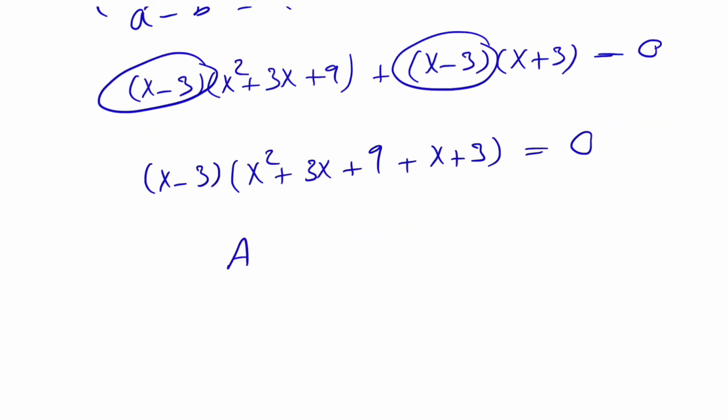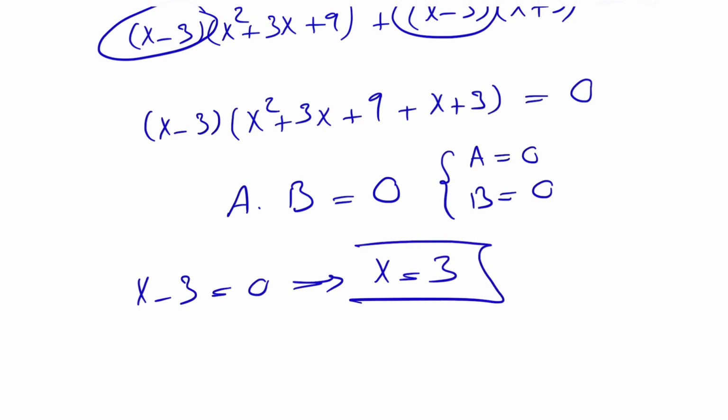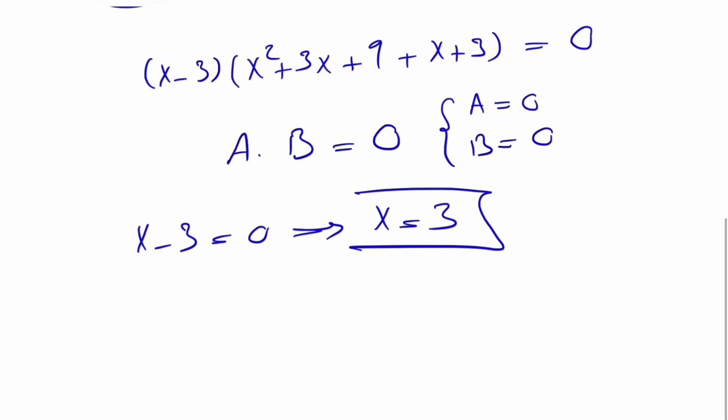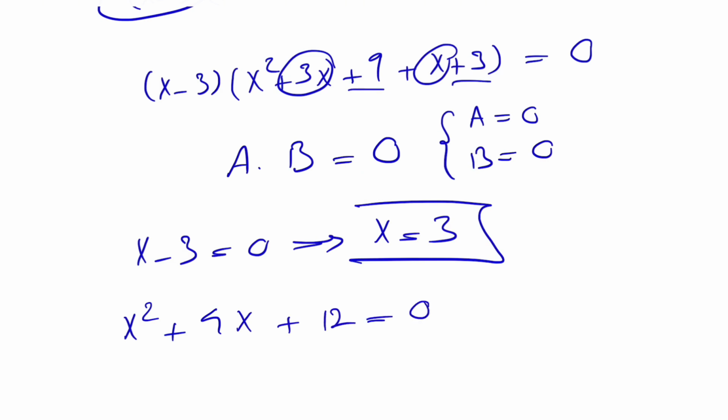And now we have a times b equals 0, which means a can be 0 and b can be 0 as well. So if we set a equals 0, we will have x minus 3 equals 0, therefore our x will be 3, so one answer is 3. And in the second part, we have x squared plus 3x plus x, which is 4x, and we will have 9 plus 3, which is 12, equals 0.